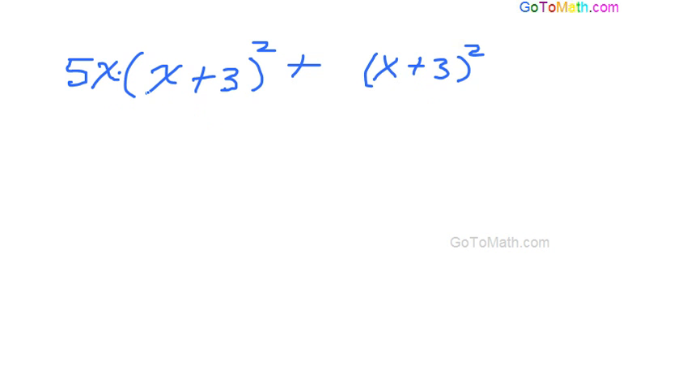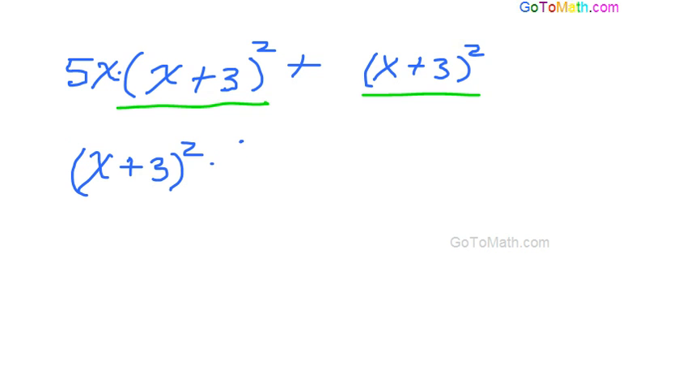I'm factoring this guy. Okay, we have an x plus 3 quantity squared. Well, we have an x plus 3 here, quantity squared. And that's what we are going to pull out. So we're going to pull out an x plus 3 quantity squared. So wrap your mind around that. When we pull out the whole thing, what are we left with?